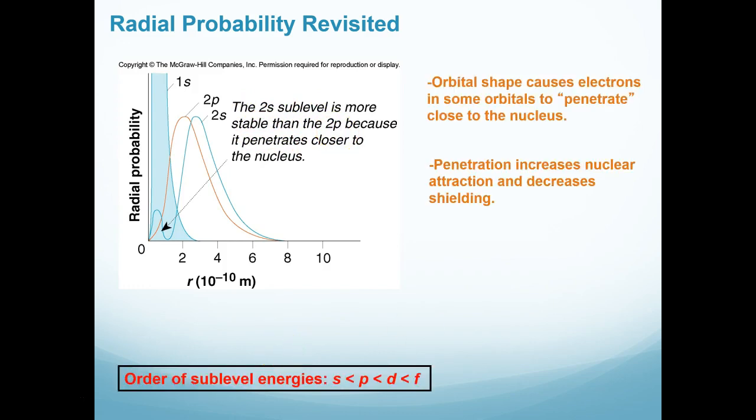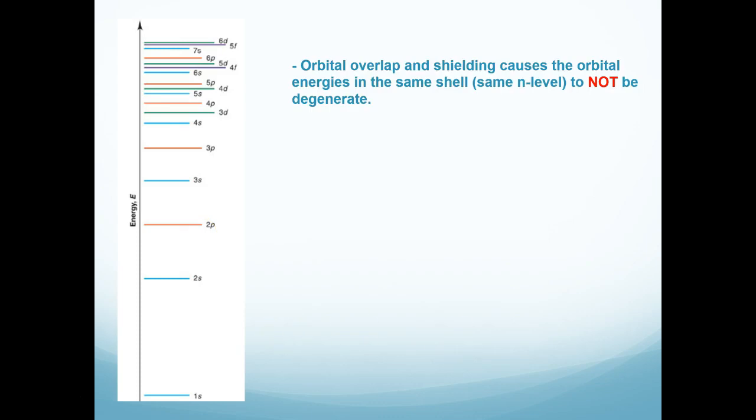Okay, and then if we go ahead and put all of our orbitals together, in general, the s is going to be more stable than the p, more stable than the d, and then more stable than the f. So if we put them all together, all of our energy levels, we can look at this. So we can say that our orbital overlap and shielding causes the orbital energies in the same shell or the same n level to not be degenerate or not be the same. So now we have to take into account what the other electrons are doing and how it's influencing that specific orbital.